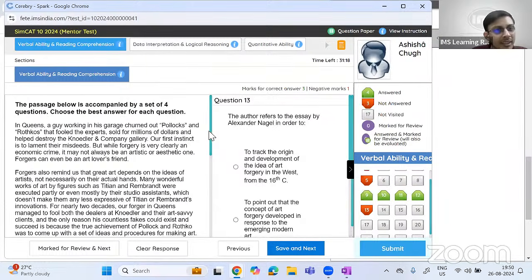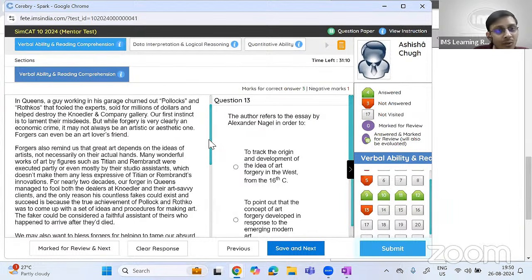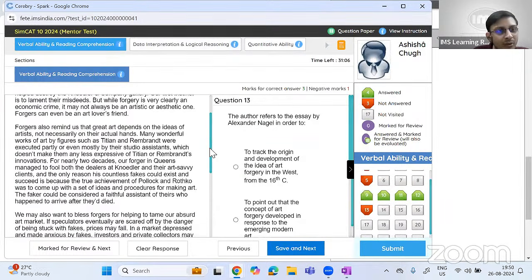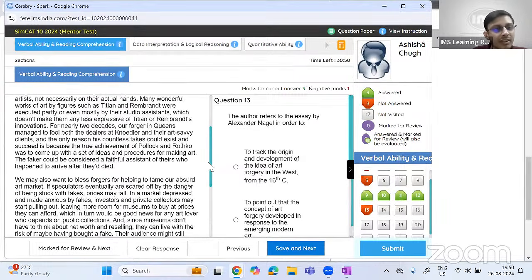First instinct is to lament their misdeeds. While forgery is very clearly an economic crime, it may not always be an artistic or aesthetic one. Forgers can even be an art lover's friend. Okay, something not very conventional. Forgers also remind us that great art depends upon the ideas of artists, not necessarily actual hands. Wonderful works of art by figures executed partly or even mostly by studio assistants. Okay, I didn't know that, which doesn't make them any less expressive of their innovations.